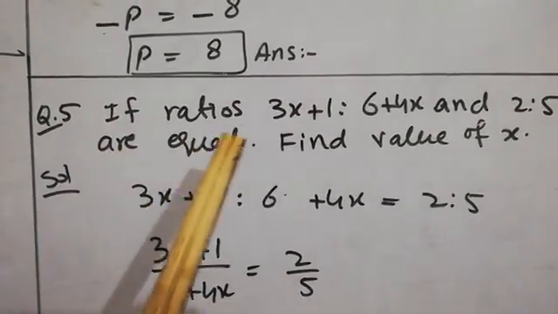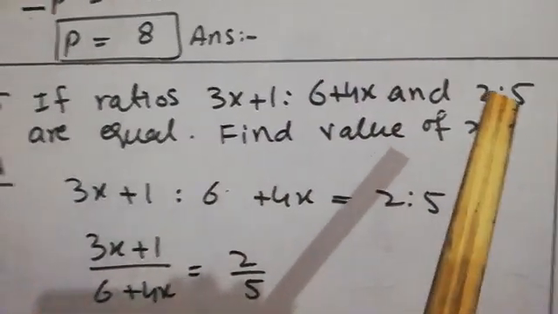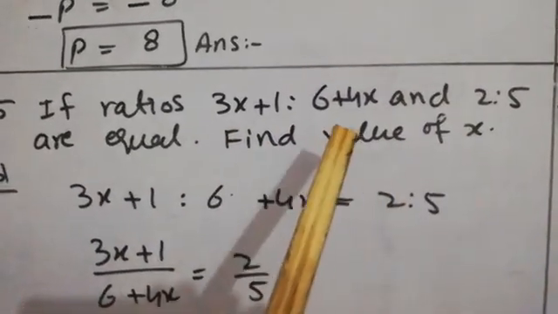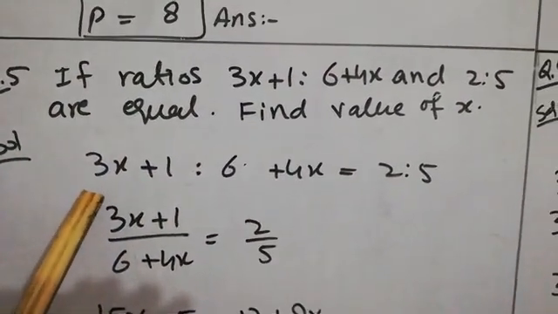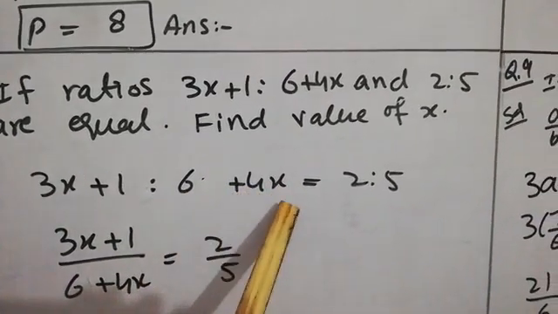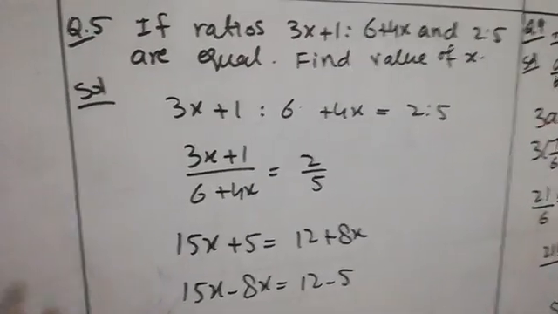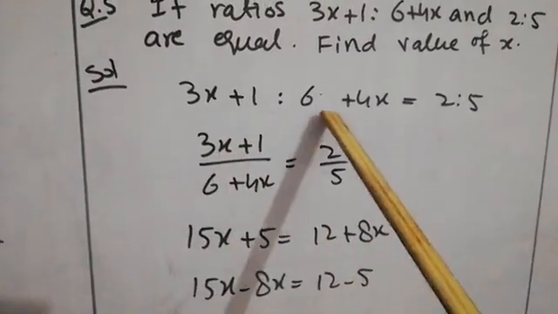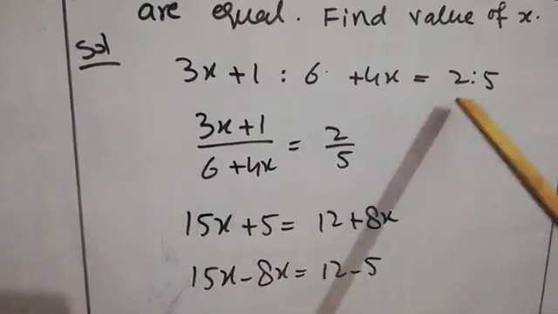In question number 5, this is also like the previous question. If the ratios 3x plus 1 ratio 6 plus 4x and 2 ratio 5 are equal, find the value of x. This is just like the previous question. First of all, we will make the proportion 3x plus 1 ratio 6 plus 4x is equal to 2 ratio 5. Then we will convert these ratios into fraction form: (3x + 1)/(6 + 4x) = 2/5.